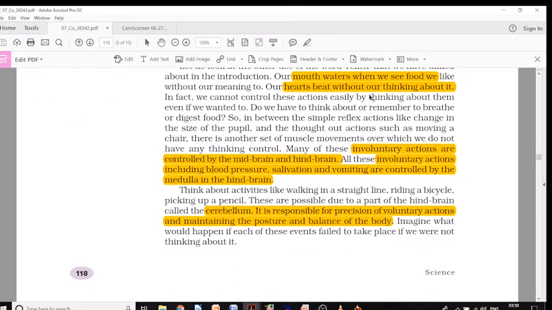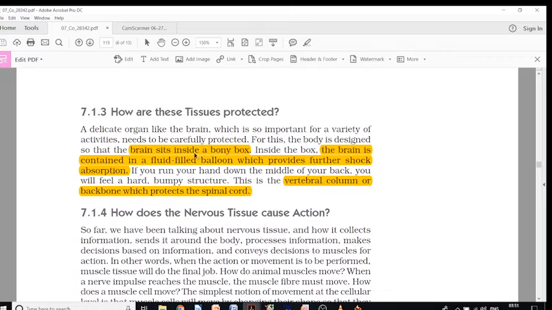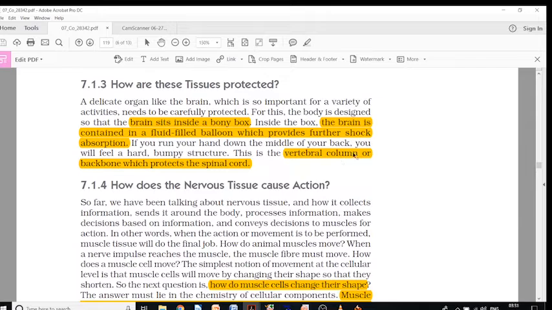These are the things that I have already mentioned, like involuntary actions are controlled by the medulla oblongata. So these are important. Then how are the tissues protected? Just like I said, the cerebrospinal fluid protects the brain from any shock, and the spinal cord is protected by the vertebral column.